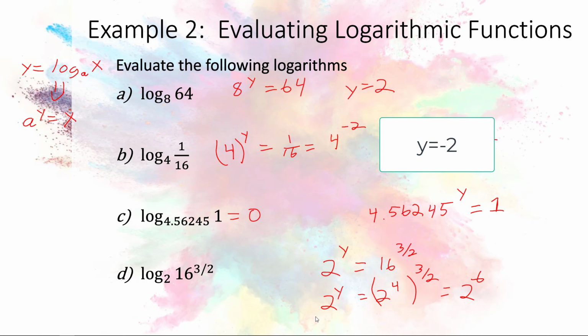And we have 2 to the y is equal to 2 to the 6. Well, if 2 to the y is equal to 2 to the 6, then y must be equal to 6, and that is what our answer would be. We would need to raise 2 to the 6th power to get 16 to the 3/2.